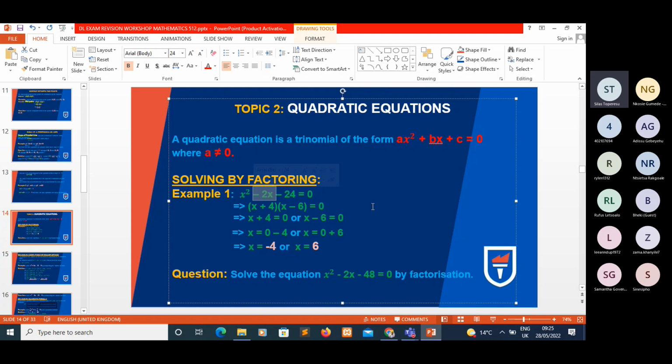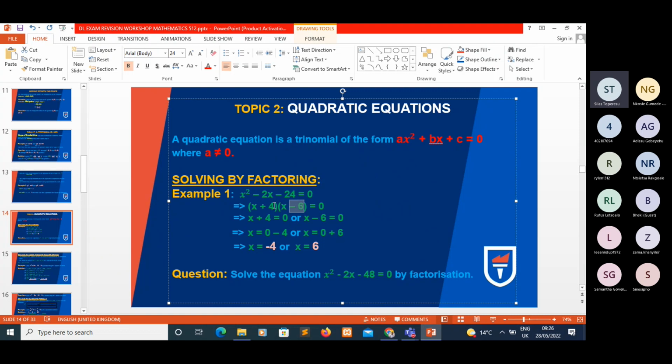So the thing that you have to do now, you have to go and find the factors. The factors of what? Of minus 24, which if you multiply them, they give you minus 24. But if you add them, they give you minus what? Minus 2. So if you find them, I find out that the factors are 4 and 6, and minus 6.